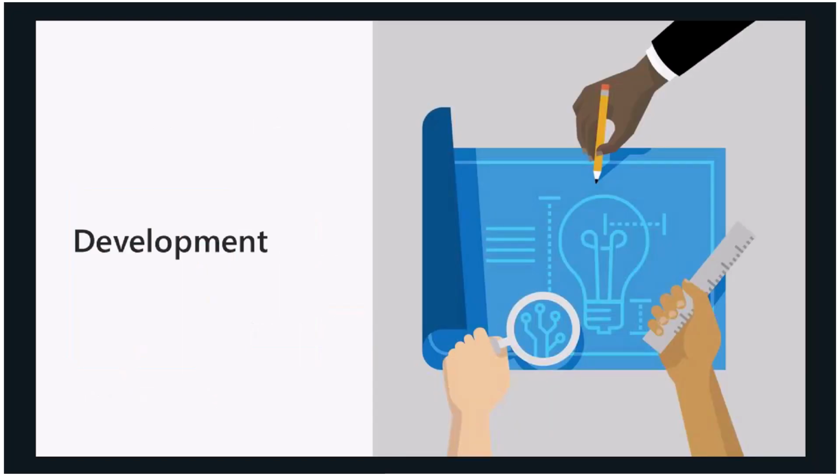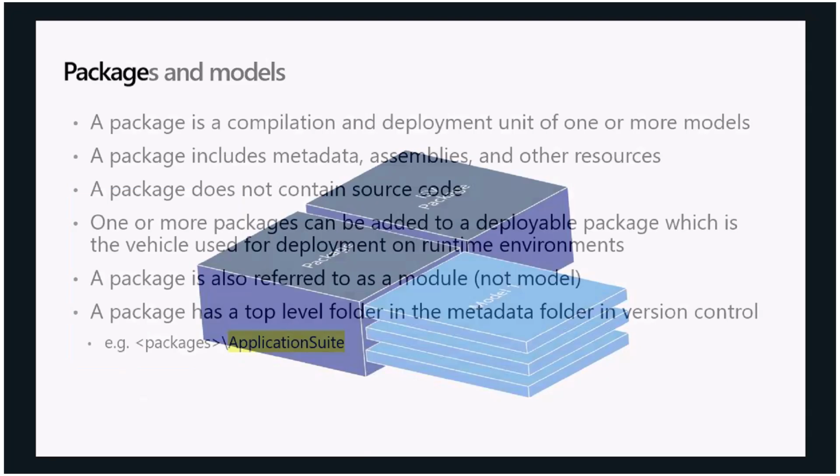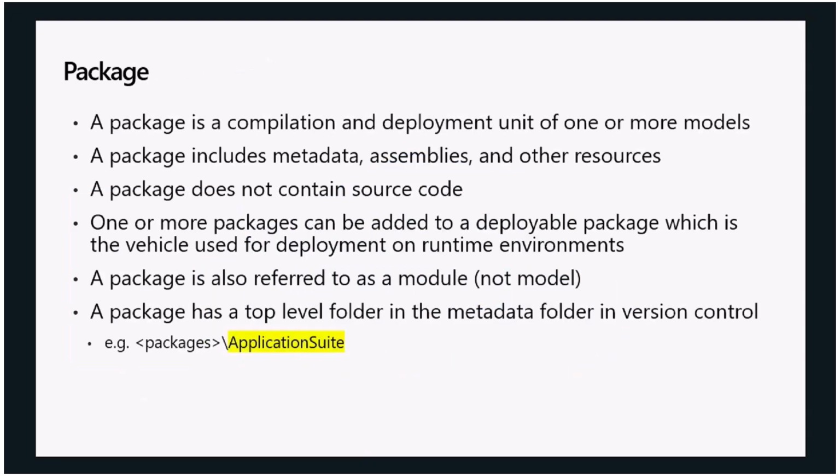Okay, so now we'll talk about development, and we always start with a quick reminder on packages and models. A package is a compilation and deployment unit of one or more models, and a package includes metadata, assemblies, and other resources. You can think of a package like Application Suite as application suite.dll, and the package is what gets installed on the runtime environments, and it does not contain source code.